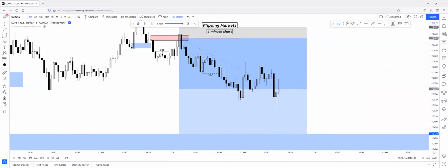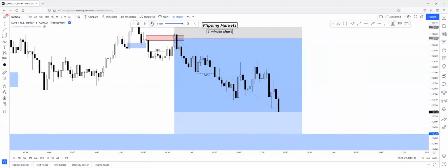It almost broke structure with an inefficient push. As you can see, this is not a break of structure because this was just a weak break. So weak breaks aren't break of structures. So I will just keep my stop loss at break even. Still, let's see what happens next.